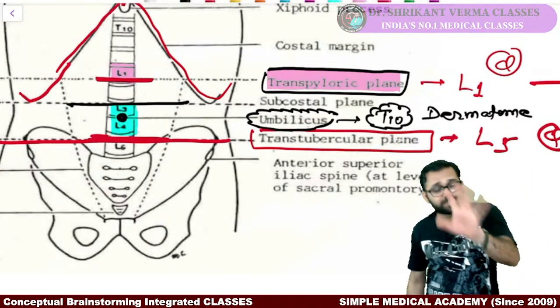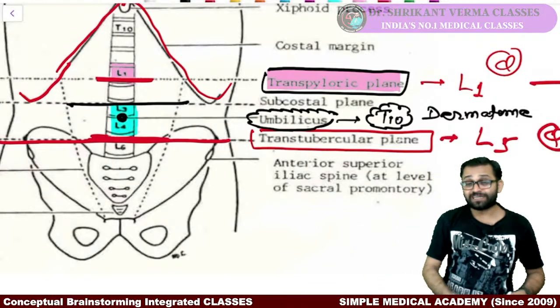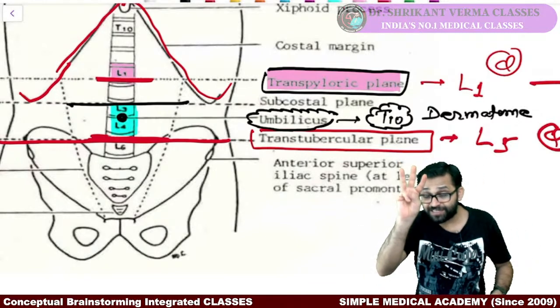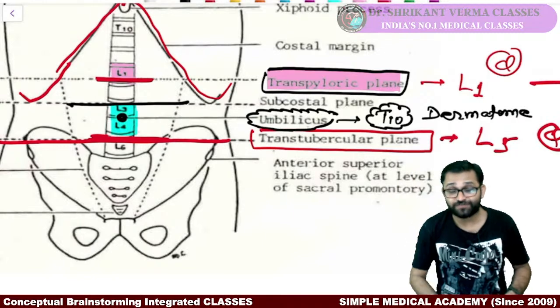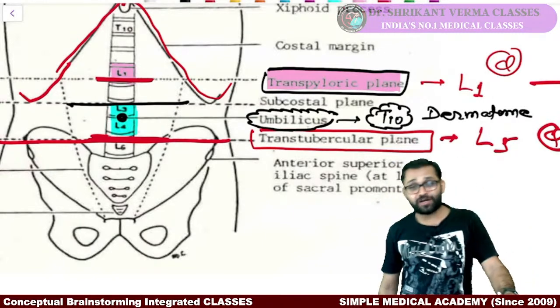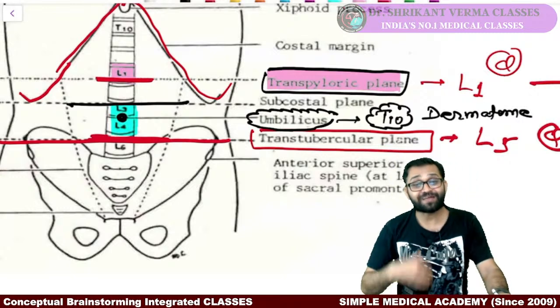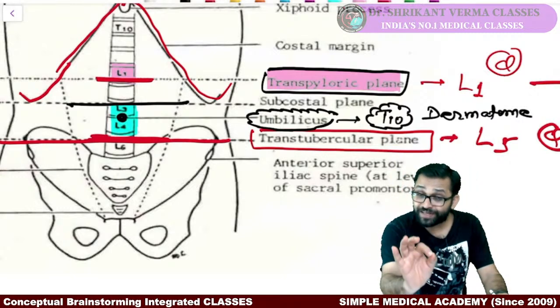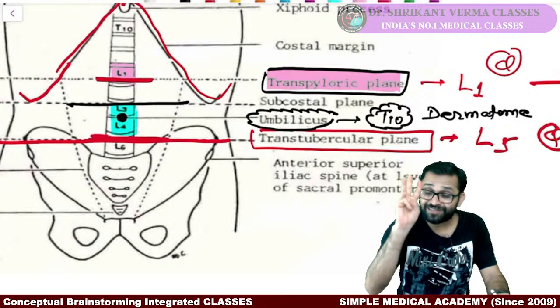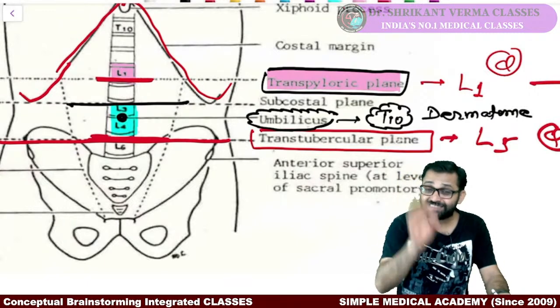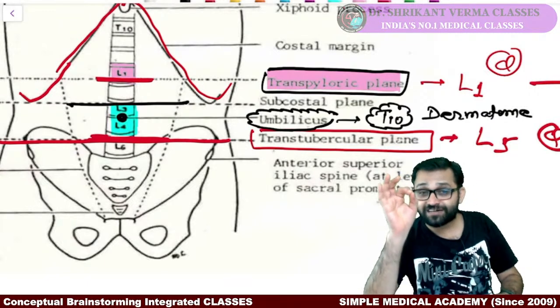Umbilicus, beta, is a very important structure. Embryologically, it is the connection of three systems. What are the three systems which are connected with it? First is your cardiovascular system with the help of the placenta. Second is our urinary system, excretory system, with the help of the urachus. And our third structure, that is GIT, through the vitellointestinal duct.